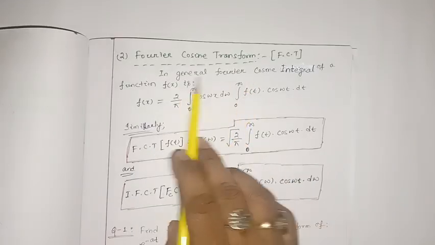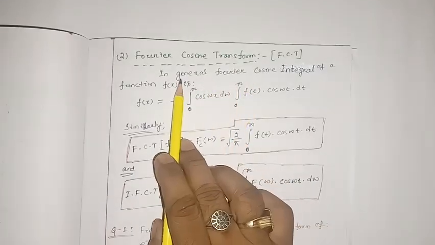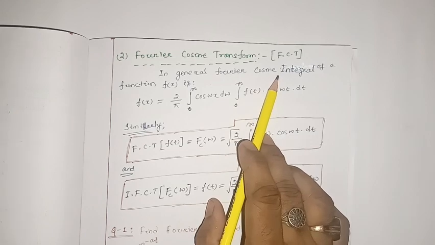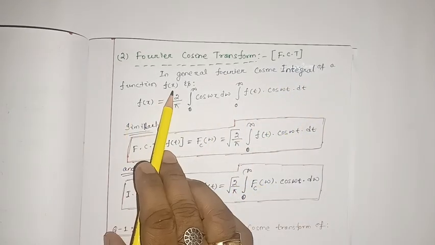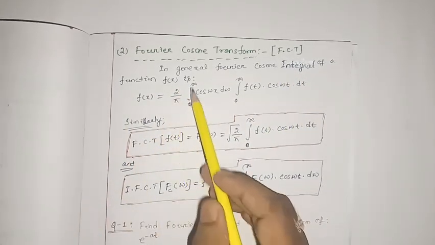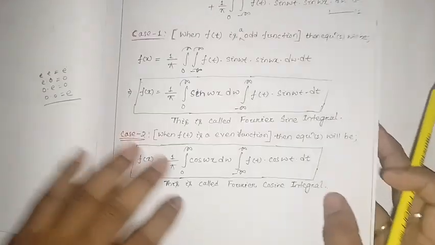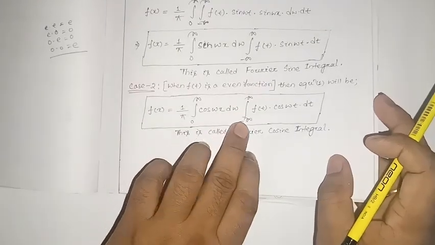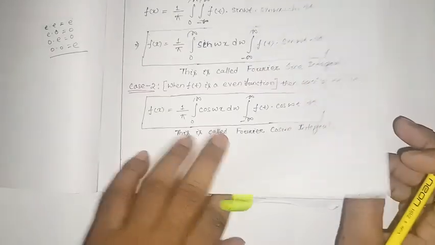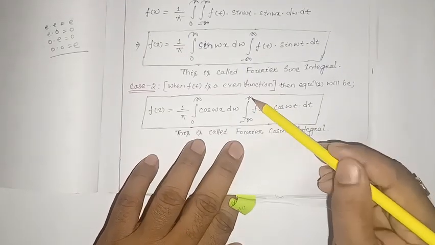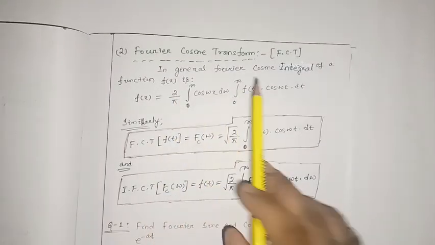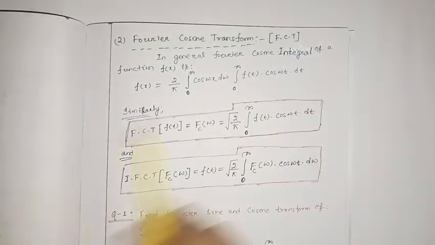What I have been written over here. In general, we know the Fourier cosine integral of a function f of x, small f of x, is 2 by pi, 0 to infinity, cos omega x d omega, and here if I multiply 2, this will be 0 to infinity. Minus infinity to plus infinity will be converted to 2 into 0 to infinity. So here, 2 into 0 to infinity integration f of t cos omega t dt.